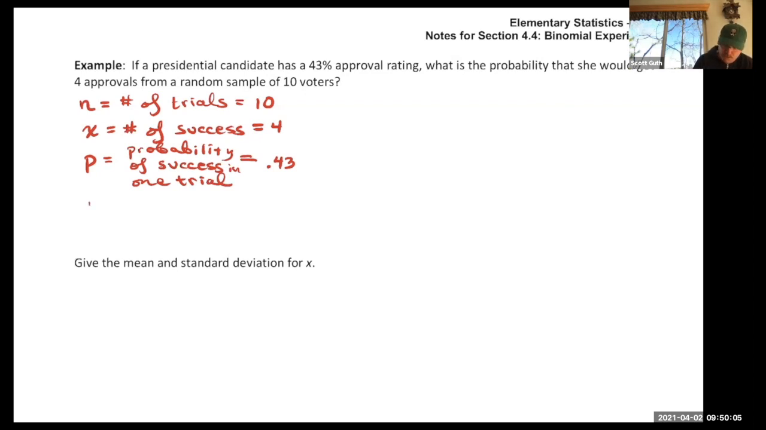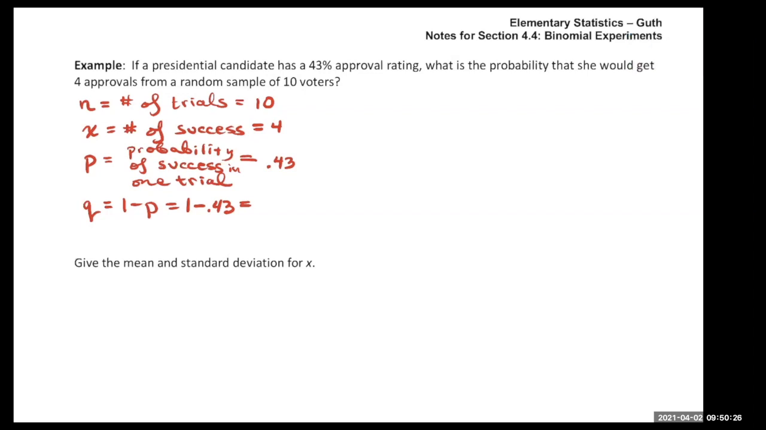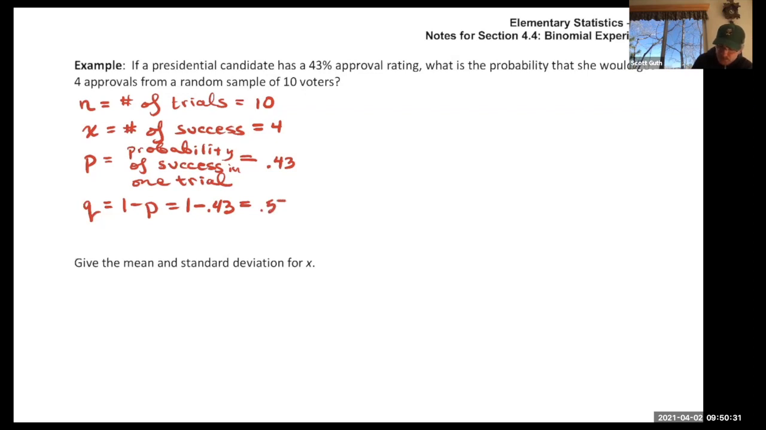Little q is 1 minus p. So this is the non-approval rating. You would do 1 minus the 43%, and what do you get there? 57% of the people are not approving of this candidate. Okay, any questions?